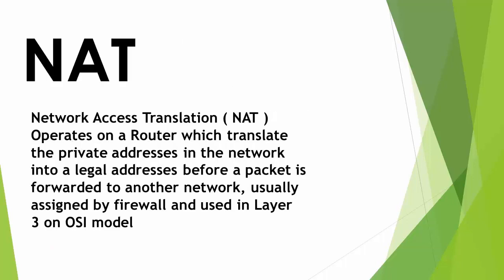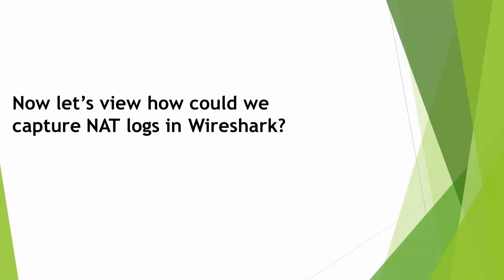For NAT, Network Access Translation, NAT operates on a router which translates the private addresses in the network into legal addresses before a packet is forwarded to another network, usually assigned by firewall and used in layer 3 on the OSI model. Now let's view how we could capture NAT logs in Wireshark.